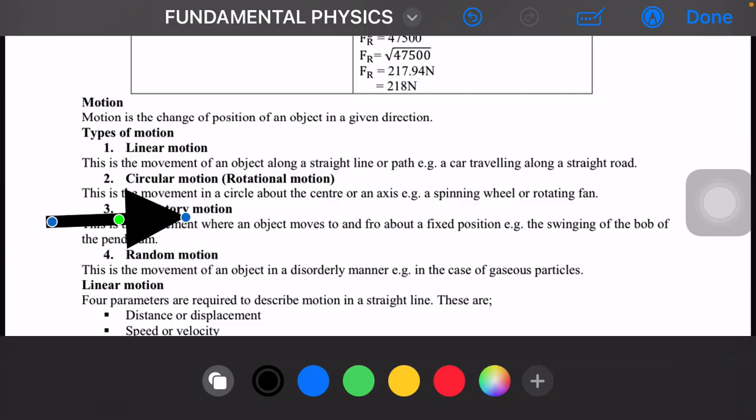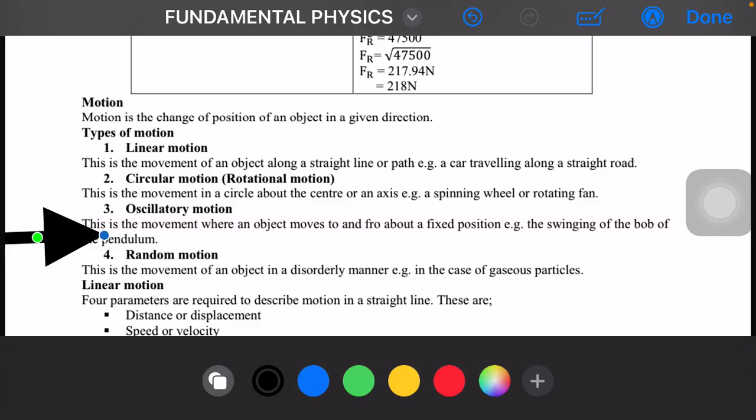Then you have circular motion, or in other words, rotational motion. This is the movement in a circle about the center of an axis, e.g. spinning a wheel or rotating a fan. It's going around, but it's in the same position. It's on the same axis. When I say that it's on the same axis, it simply means that it's fixed in one position.